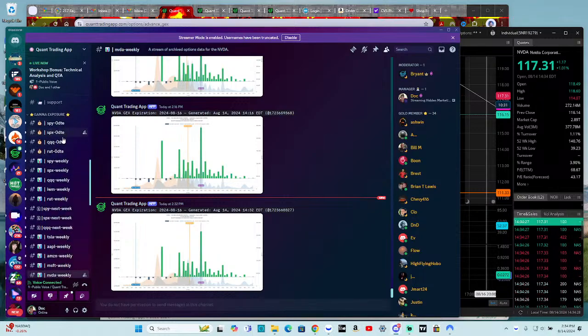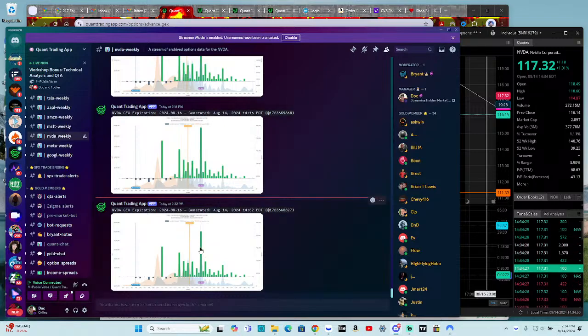And this is your gamma exposures. This is what we're looking at here. This is the feed. Every 15 minutes, we get a new snapshot, and we take it from there.